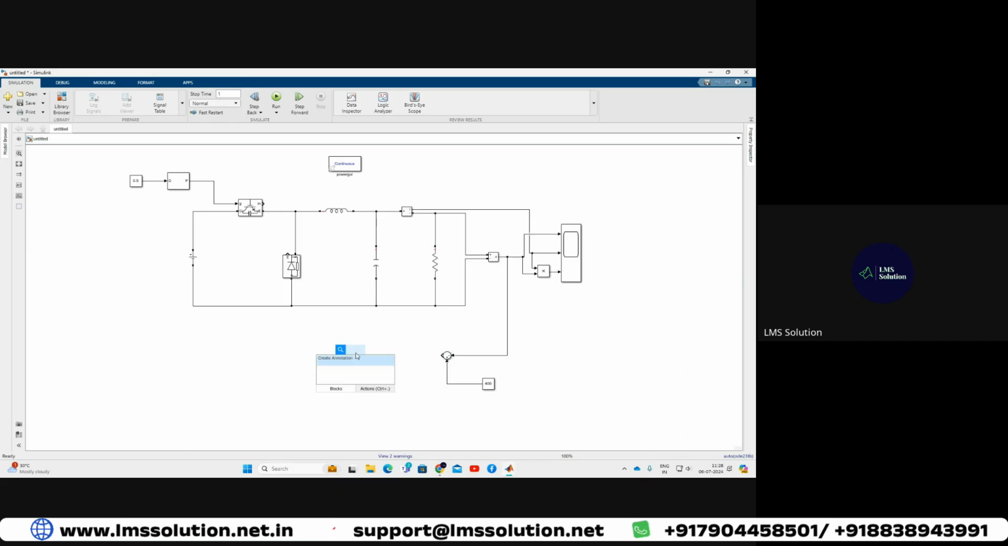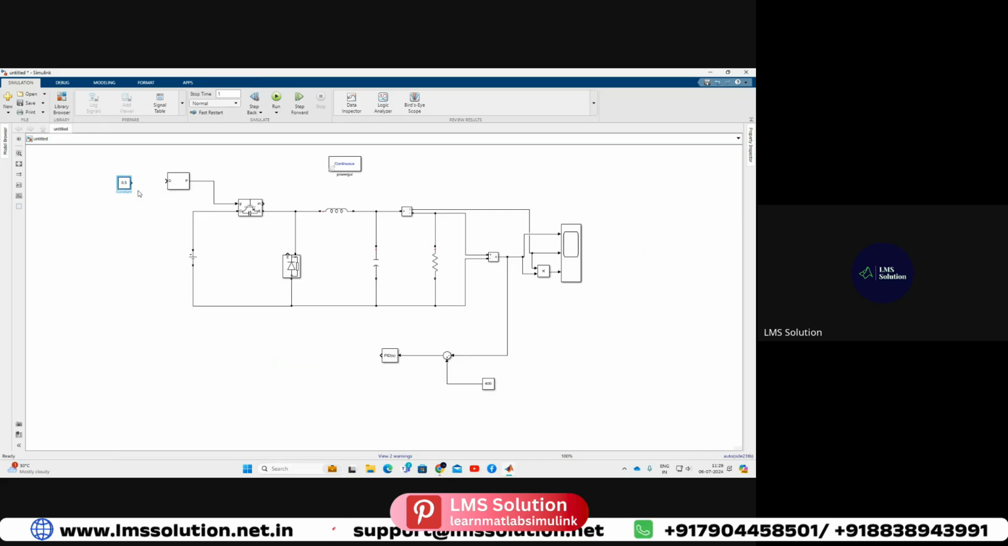Next you have to use a PID controller. Here I'm going to use a PID controller. Input will be the error and the output here will be the duty cycle. Okay, the duty cycle we control is going to be processed via the PWM generator. So that PWM generator will control this IGBT to control the load voltage.